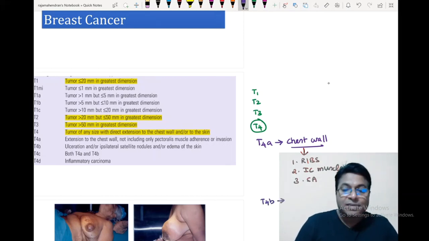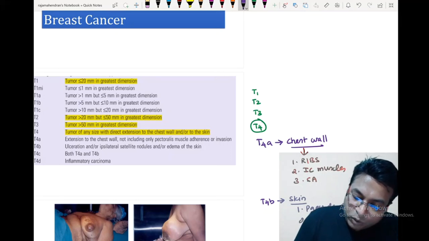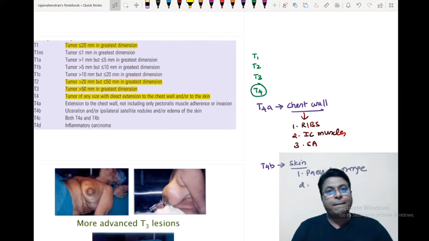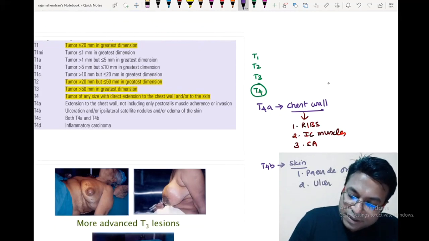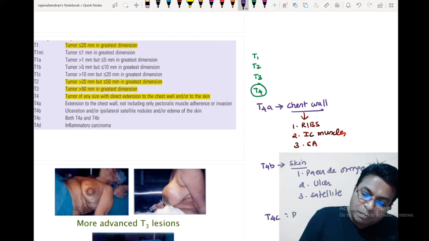T4B, the tumor involves the skin over the breast. That is 1, peau d'orange. What else? Peau d'orange is skin involvement. Number 2, ulcer in the skin is skin involvement. Satellite nodules is skin involvement. T4C is both above. T4D is inflammatory breast cancer.